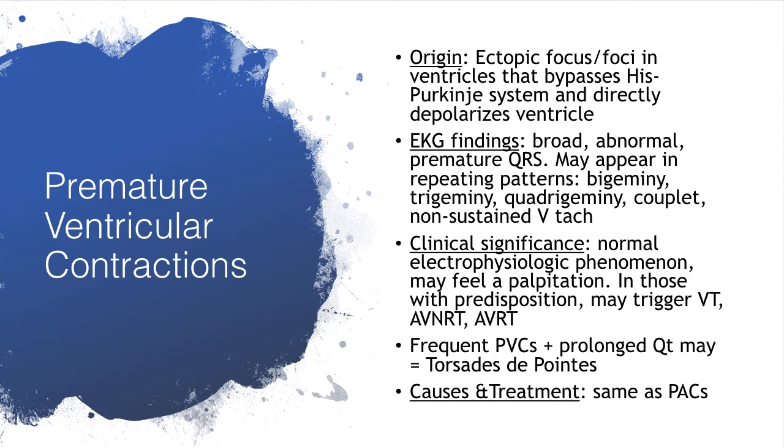This may transform into more of a malignant arrhythmia, such as ventricular tachycardia, AVNRT, AVRT. For the patient with frequent PVCs and a prolonged QT, perhaps the patient has prolonged QT at baseline and now they're acutely ill or they've undergone cardiac surgery. This is a predisposing risk factor to torsades de pointes.